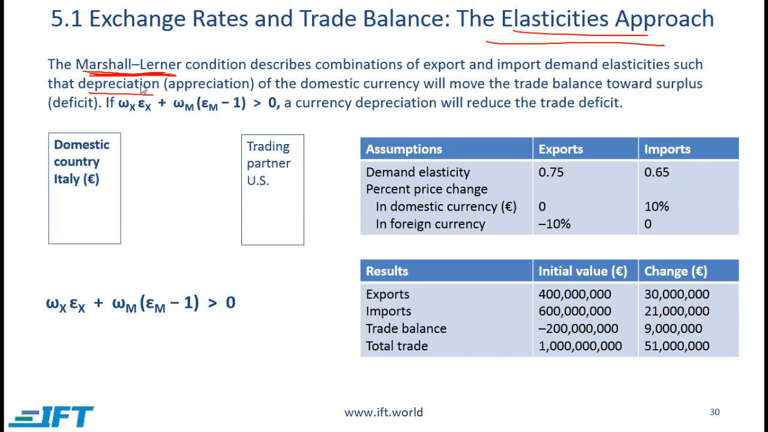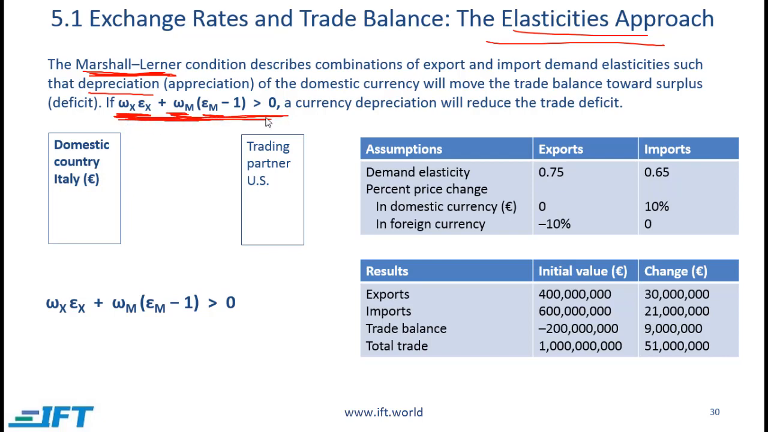We can also say that the Marshall-Lerner condition describes combinations of export and import demand elasticities such that an appreciation of the domestic currency will move the trade balance towards a deficit. And this is the condition which I will explain. The W over here stands for the relative weight of exports. Wx is weight of exports. Wm is the weight of imports. This is the elasticity of exports and this is the elasticity of imports.